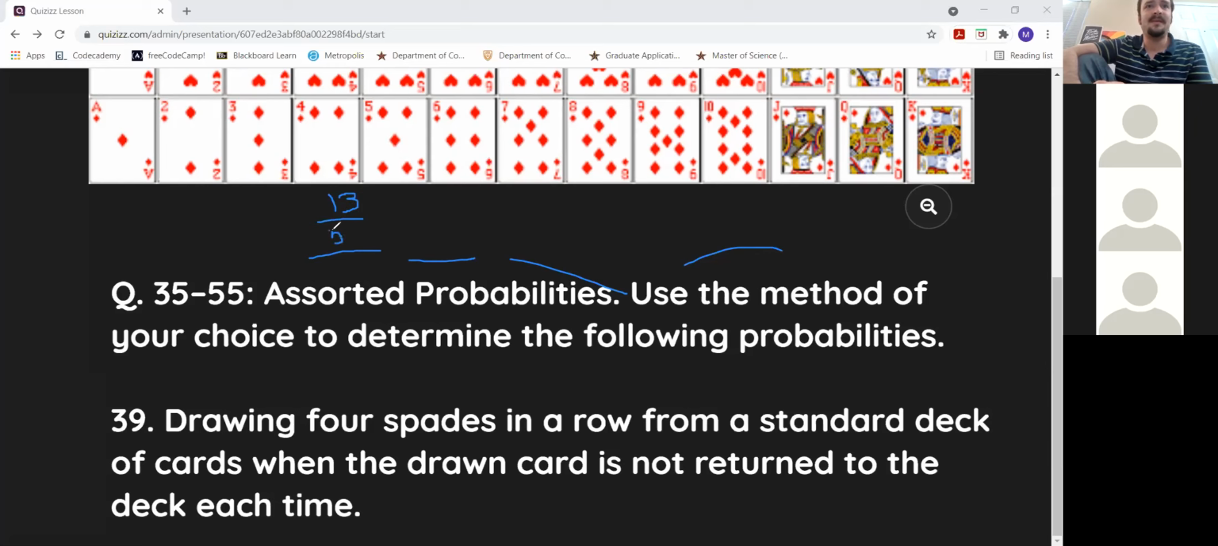Drawing 1 spade, we get 13 spades out of 52. And they say something right there, that word gives you a hint. If we don't return it, that does something to it. How many am I doing? 13. That's it.